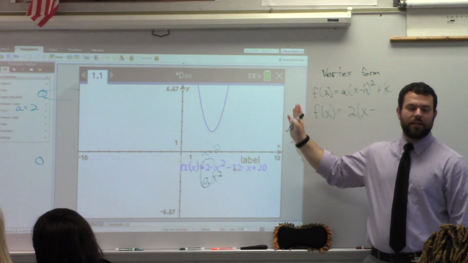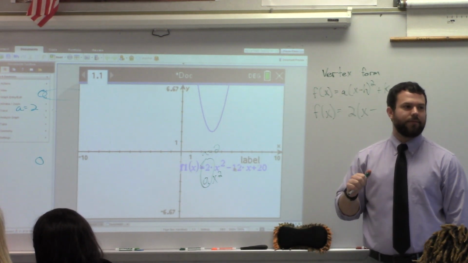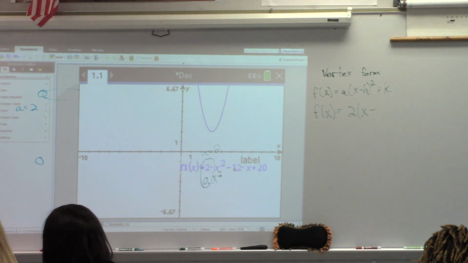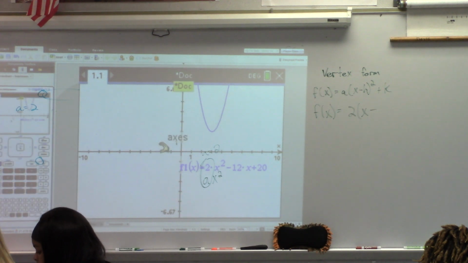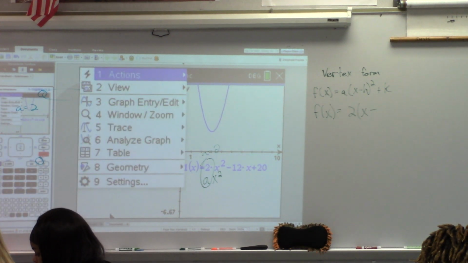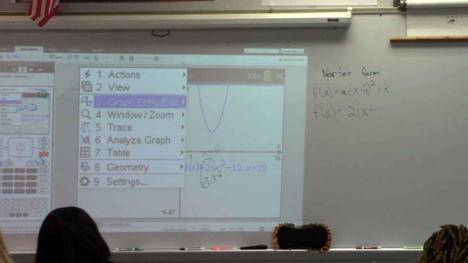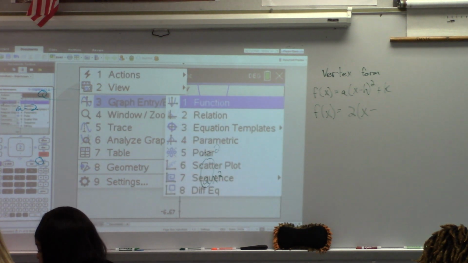Does anyone remember how you can add in the grid for this graph? Go to menu. Click number 6. No, I need you to go on it first. Menu. Then you go to graph entry. Well, remember, graph entry is going to let us graph a function, right? I asked, how do I add a grid to that view? Number 6. Listen to what I just said. How do I add a grid to my view?